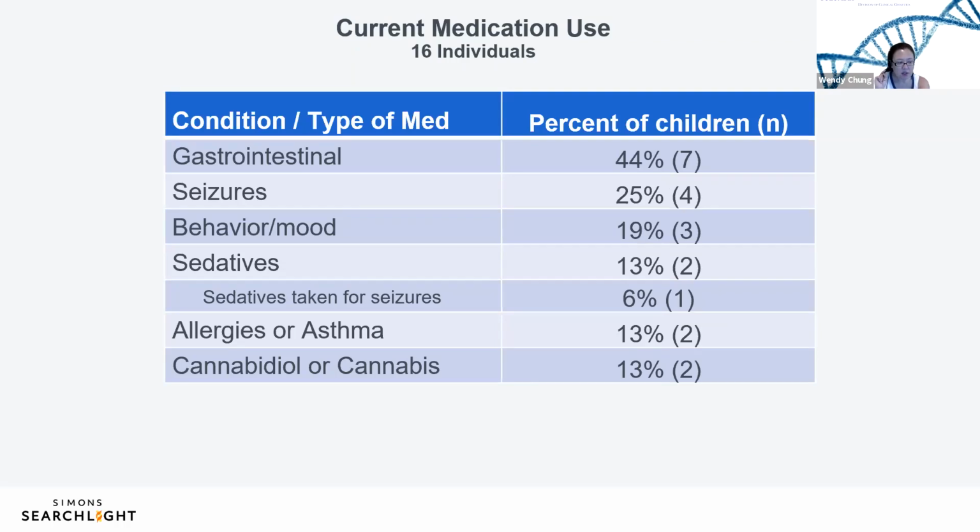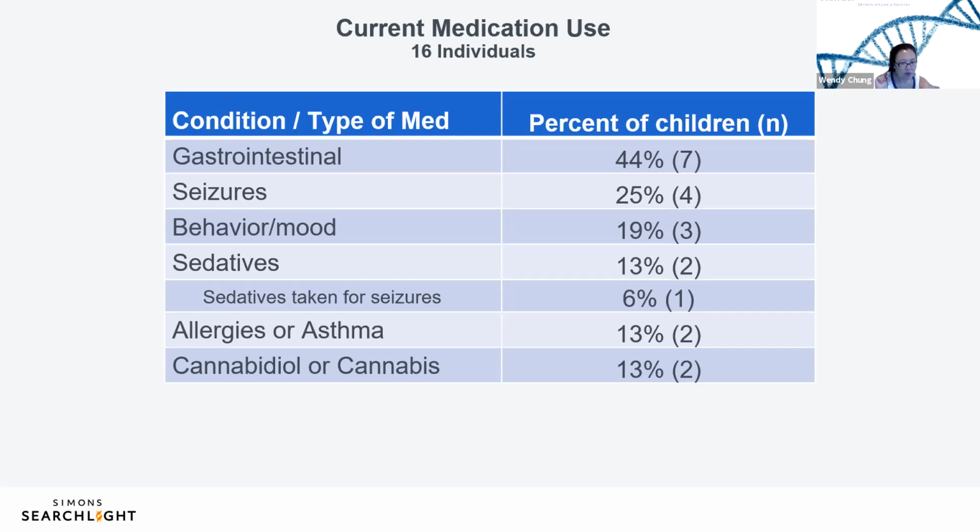Just to give you a sense of how serious things are, I've shown you the percentage of individuals who are taking medications for the condition. And I say this mainly because that gives you a sense of many parents wouldn't use medications unless they were pretty serious. But almost half of the children are taking something for their tummy, about a quarter for seizures, about 20% for behavioral or mood issues.